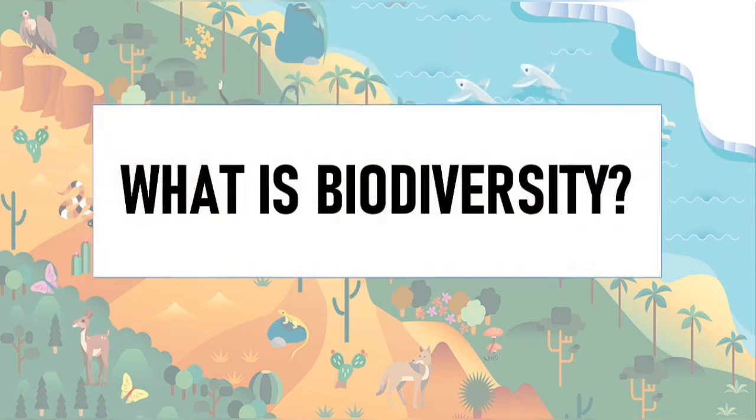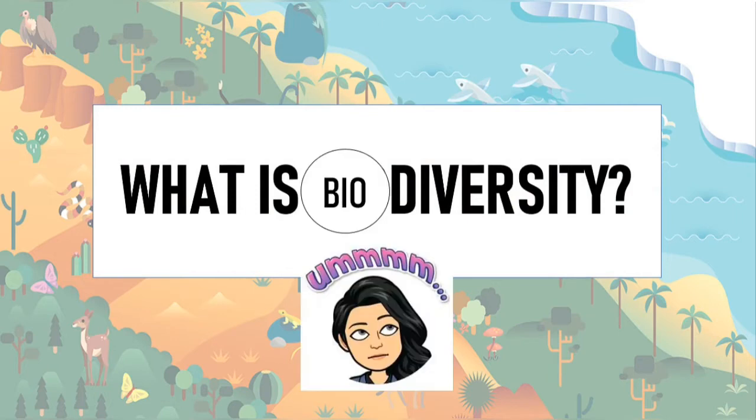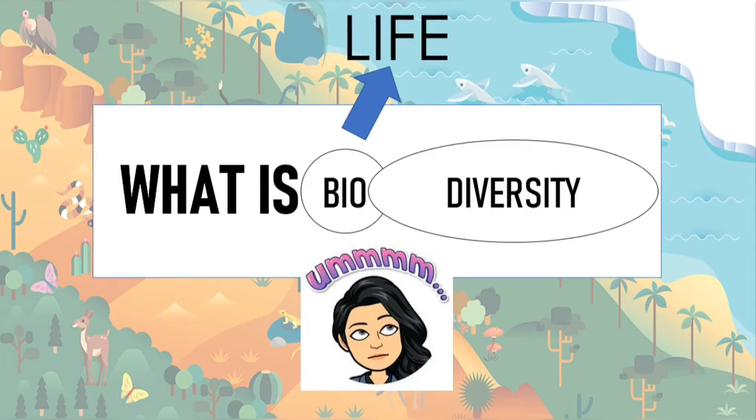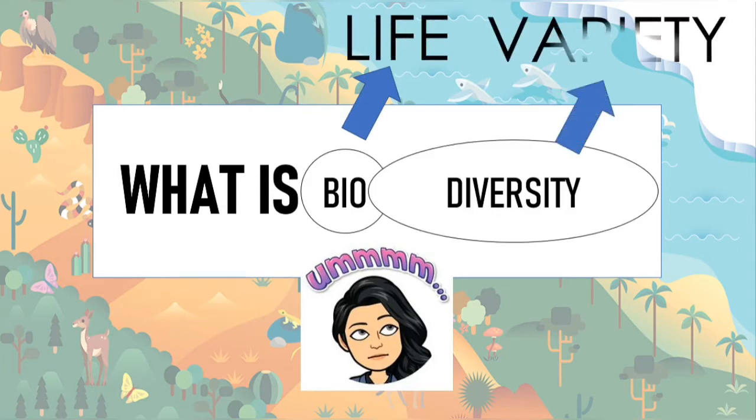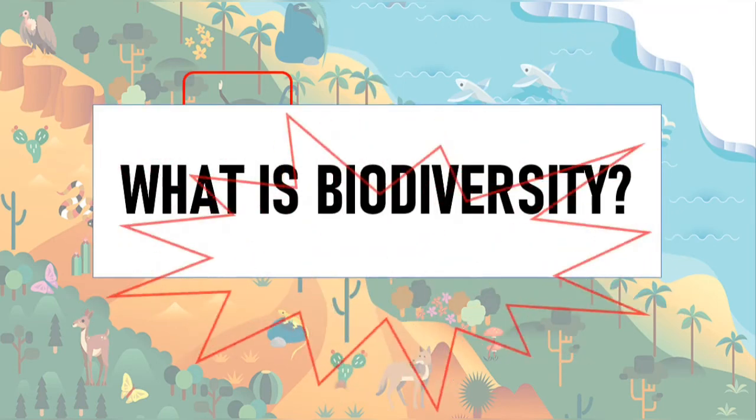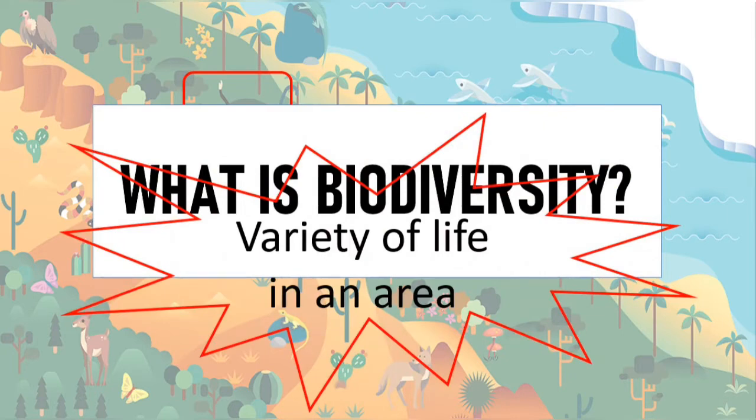What is biodiversity? It came from the word bio, meaning life, and diversity, meaning variety. Biodiversity is the variety of life in an area. It is all the different kinds of life you will find in one area: the variety of animals, plants, fungi, and even microorganisms like bacteria that make up our natural world.